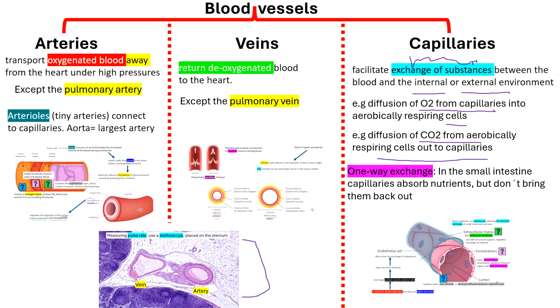So going back to the exception. This is an exception because it's a one-way exchange. Okay, so you give a substance, but you don't get a substance back. So this is in the small intestine, where capillaries absorb nutrients, but they're not going to expel them back out. That doesn't make sense, okay? So that's the exception you need to know.